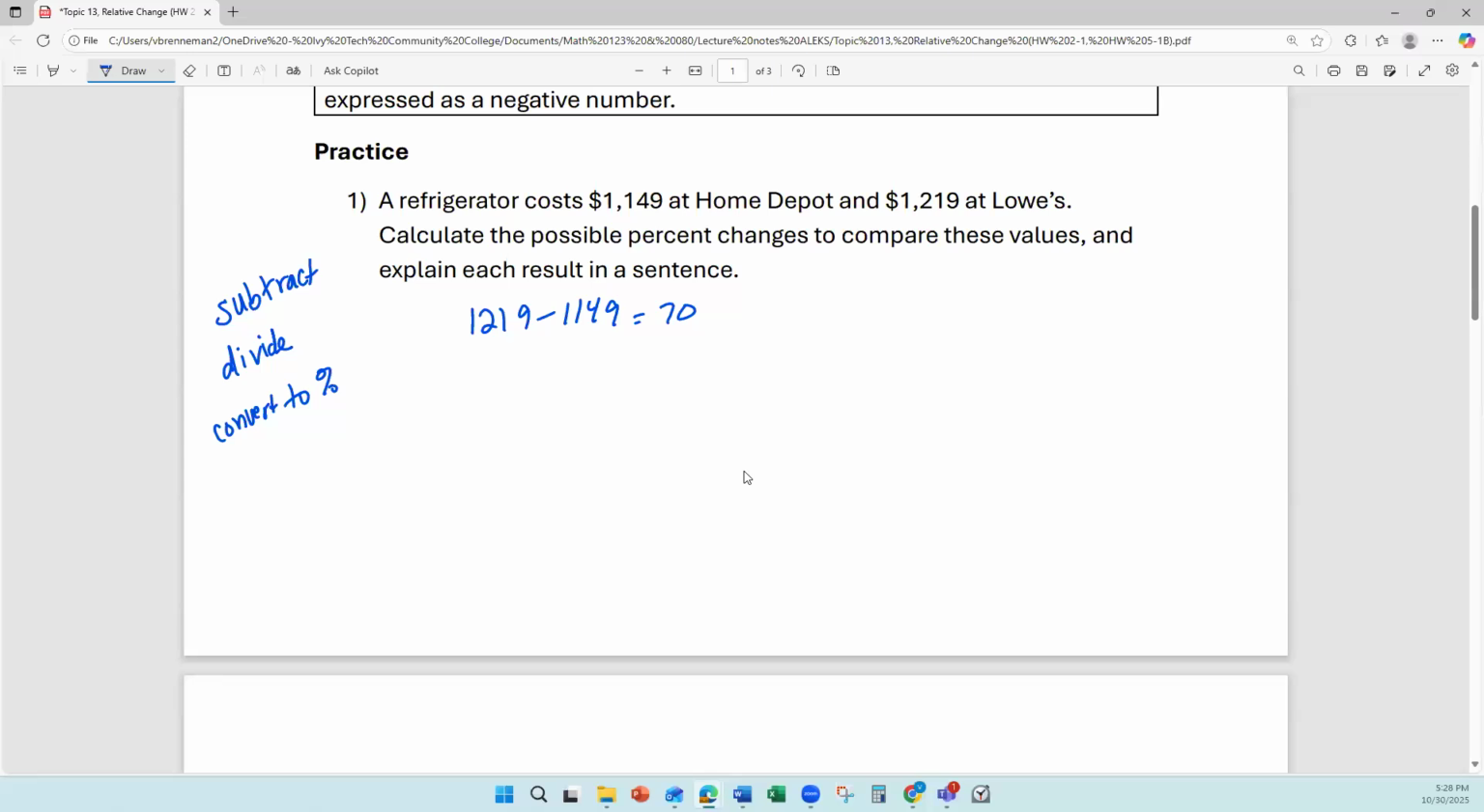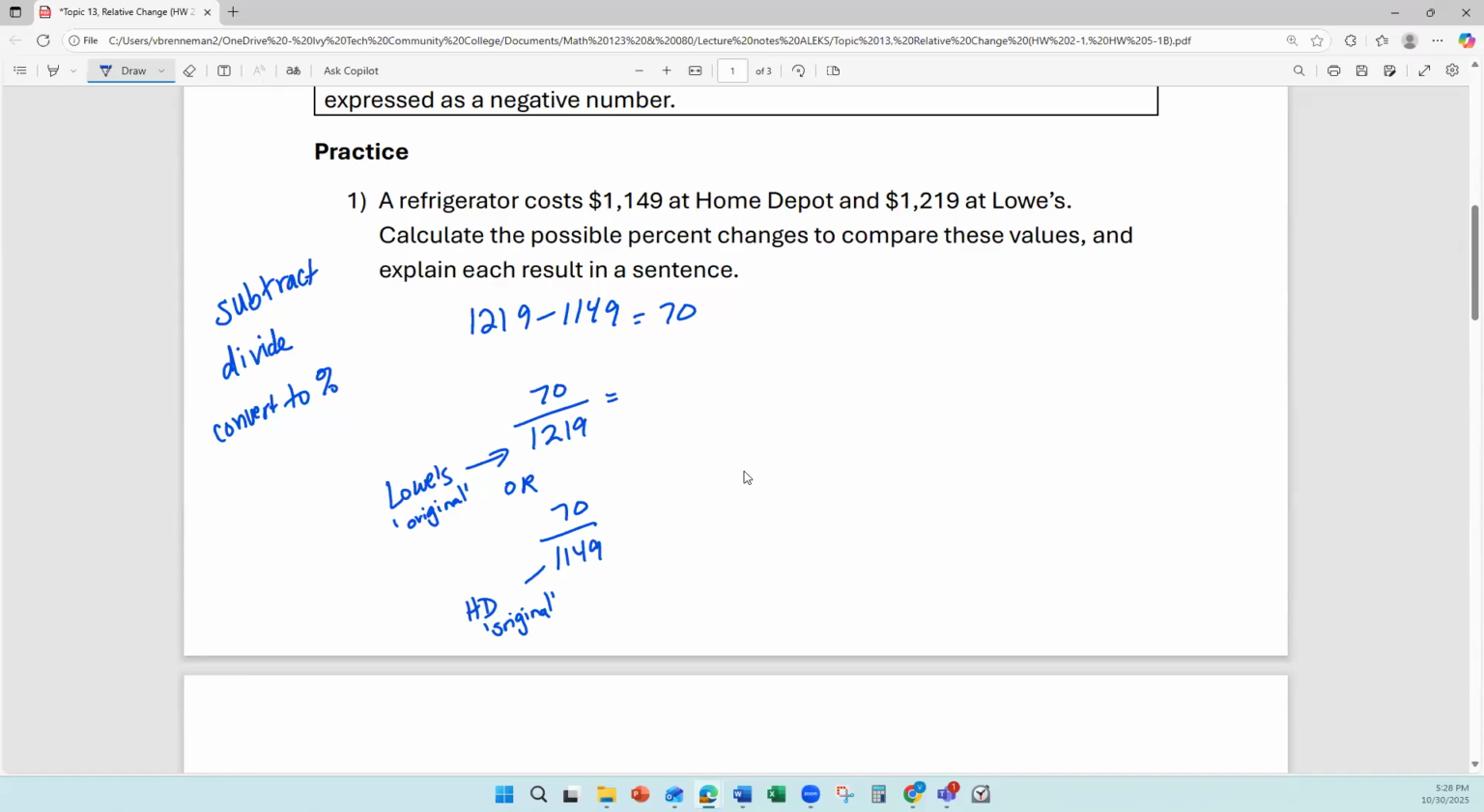Then I can take that 70 divided by the 1219, or the 70 divided by the 1149. If I do 70 divided by the 1219, I'm treating the Lowe's as the reference, as sort of the old or the original value. And if I divide by 1149, I'm treating the Home Depot as the original. So that will affect what I can say about the resulting percentage.